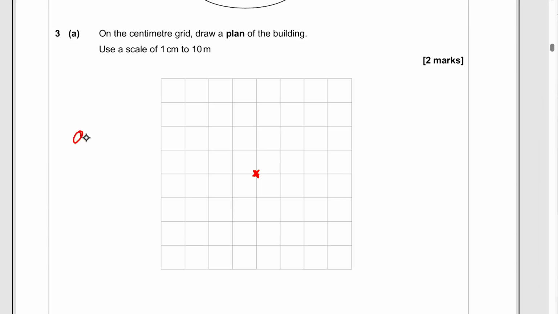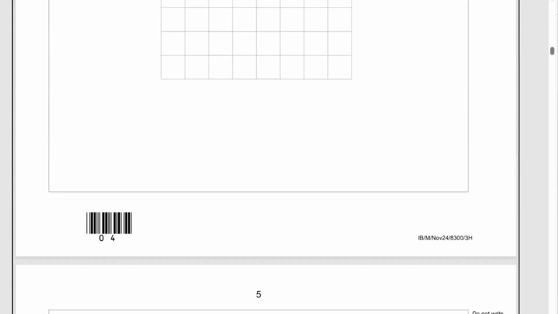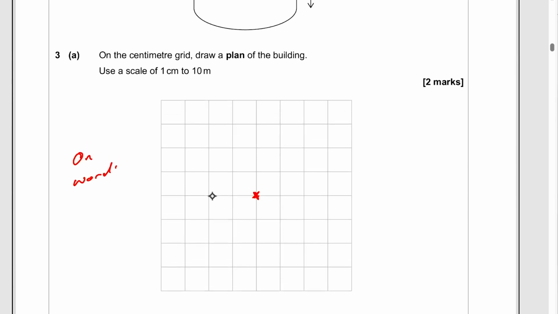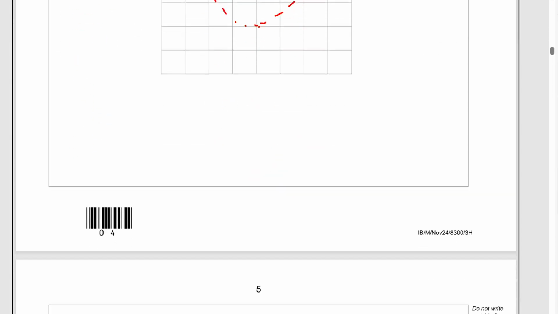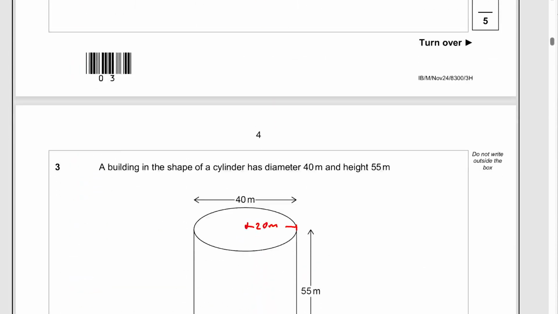Okay, so I'll go on Word just for my own notes. Right, second part. Actually, we'll draw a quick sketch of it. You can see my freehand circle's not very good. Right, part B. On a centimeter grid, draw the front elevation of the building using a scale of 1 centimeter to 10 meters. So let's go back and look at our dimensions.